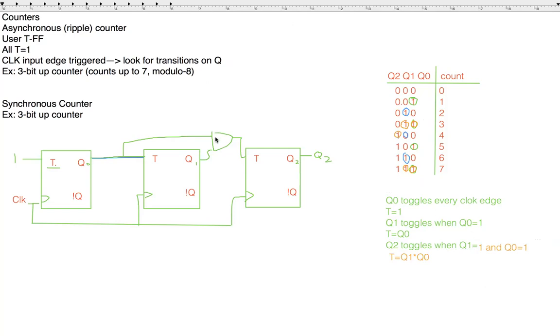So that's why here I had the AND gate between Q1 and Q0. And so that's how we make our up counter for the synchronous. Okay. Now that we talked about that, I think that should be good for a non-modulo counter.